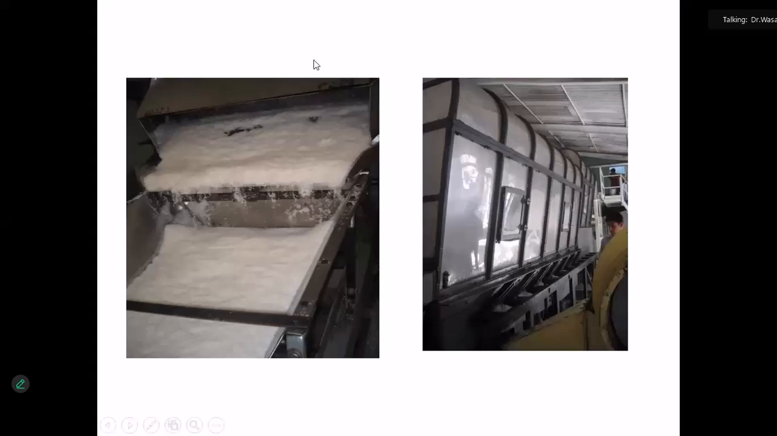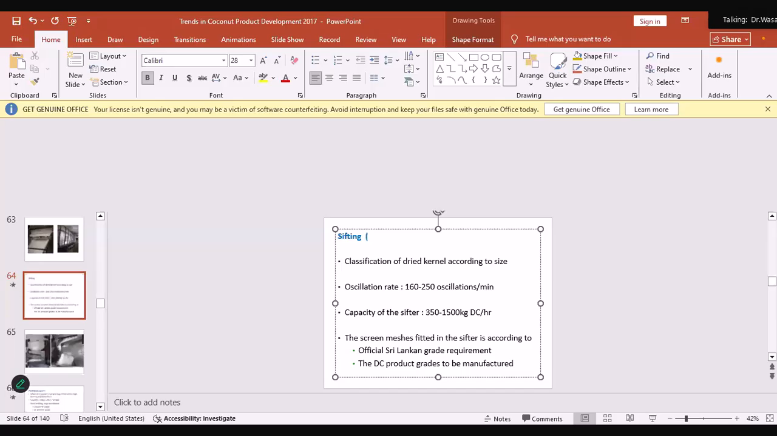That is why, starting from here, after 45 to 65 minutes it comes from the outlet. So this is the outlet. Now it is dried and coming out. Thereafter, the next step is sifting. Sifting means grading. If you are not familiar, please write it simply. Grading.